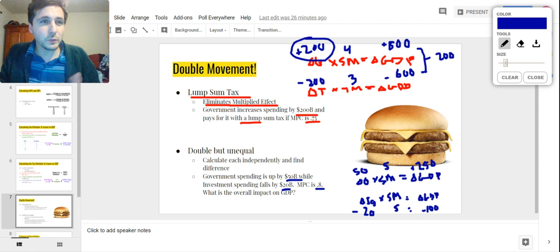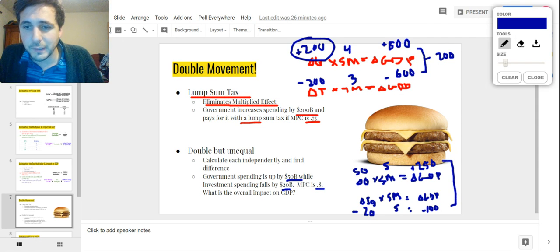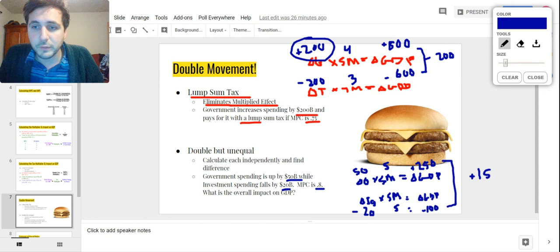So what's my balance? How much was GDP impacted? It's simply the difference between these two. GDP went up by 250 and down by 100, so it ended up going up by $150 billion. And that's the difference. Okay, double impact shouldn't be all that bad.